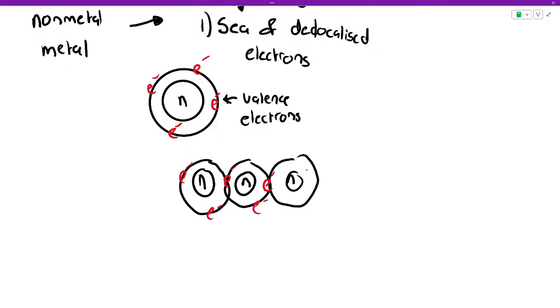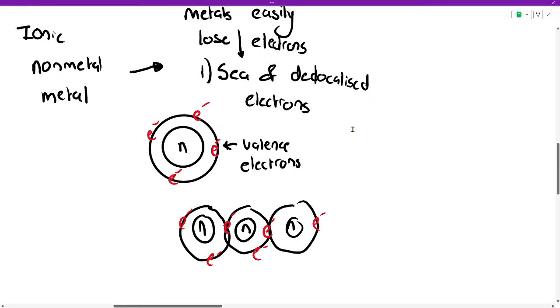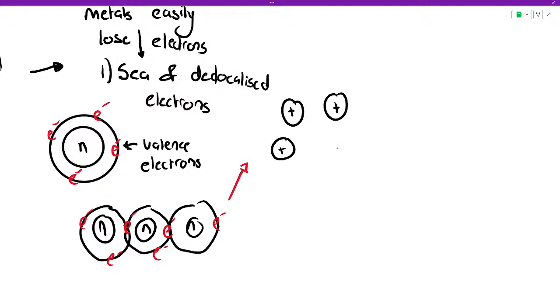And the reason why we use the word delocalized is because that electron no longer belongs to a specific atom. So this results in having something called positive kernels, because they lost their electrons. So it's a positive atom kernel, and then the negative electrons are just a sea of delocalized electrons.